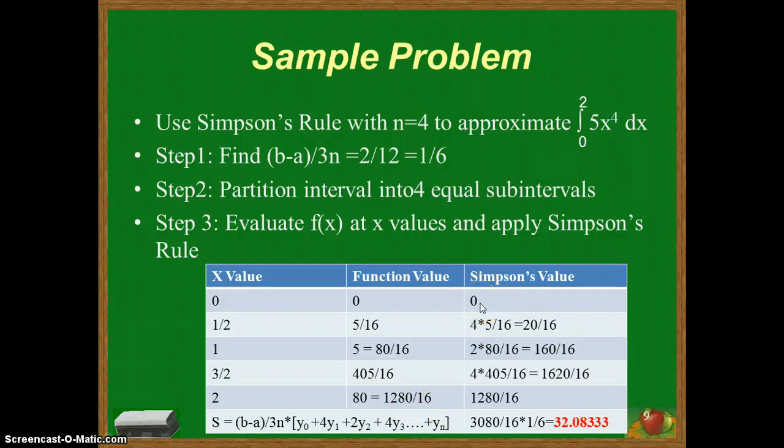Okay, Simpson's values. Well, the first one doesn't have a coefficient. Remember the formula, the first one, no coefficient. Second one, the coefficient is 4. There it is, 20/16. Next term, coefficient is 2. Got it, 160/16. 4 again, 405 times 4 is 1620/16. The last one, no coefficient, 1280/16. Now add them all up. I get 3080/16 times b minus a over 3n, which is 1/6, which gives me a total of 32.0833 as the estimate for the area under the curve using Simpson's rule.